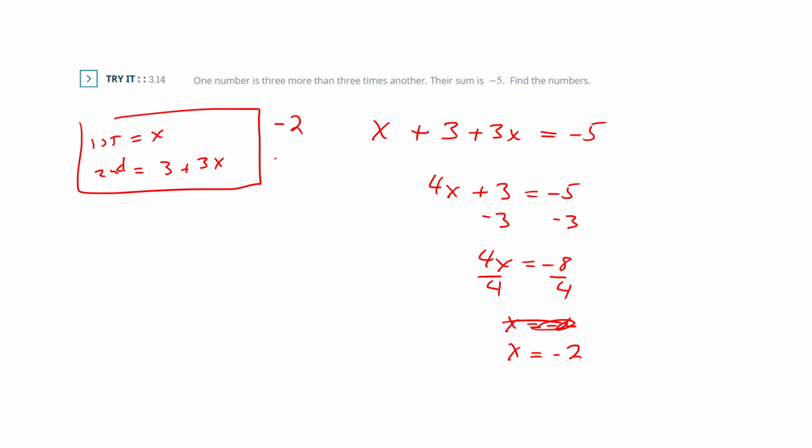Now to find the other one, the much more complicated one, we have to put it into all of that. So this is 3 minus 6 from those. Please excuse my dear Aunt Sally. Multiplication is first. This turns into negative 3. So I have negative 2 and negative 3 are my numbers.